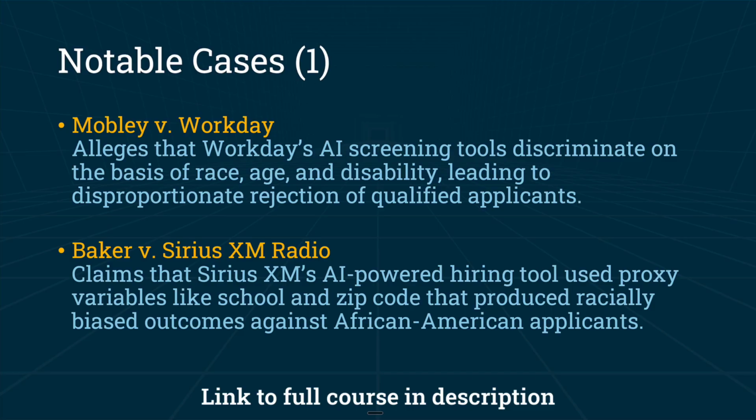For Mobley v. Workday, Mobley is alleging that Workday's AI screening tools discriminate on the basis of race, age, and disability, leading to disproportionate rejection of qualified applicants. In Baker v. Sirius XM Radio, Baker is claiming that SiriusXM's AI-powered hiring tool used proxy variables like school and zip code that produced racially biased outcomes against African American applicants.